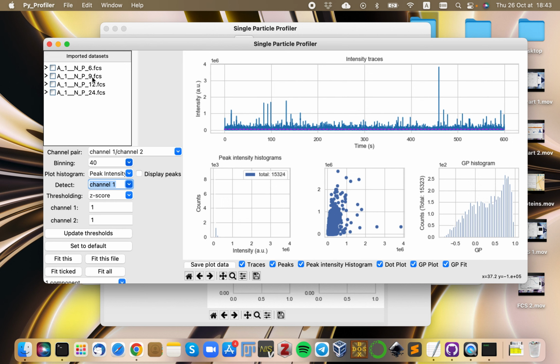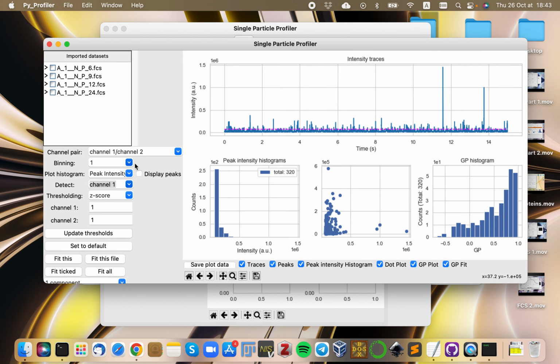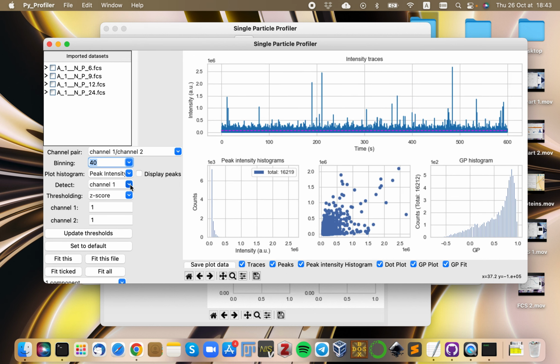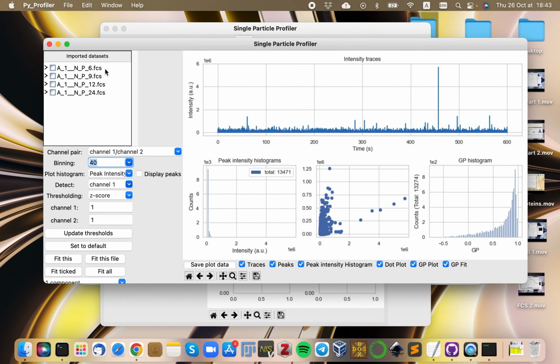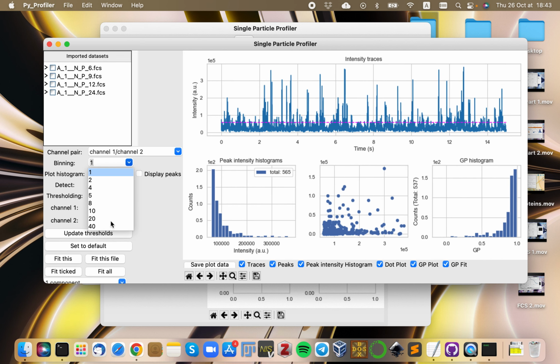let's move to 9 first. When you move to 9, again, I will move here to 40 to have all of the repetitions together. Here, channel 1, you see that this second population is smaller. And then in 12, you have smaller, and in 24, you have the smallest over here. So right now it's going to be visible.